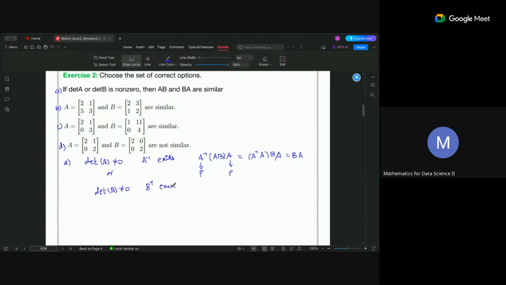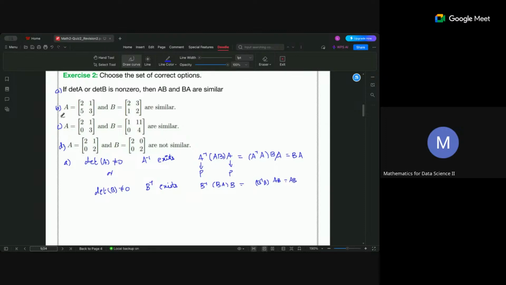You know that B inverse exists. Then what you should do? B inverse times BA, times B again, that will give you B inverse B, AB, which is AB. Fine. So if determinant of A or determinant of B is non-zero, then AB and BA are similar.